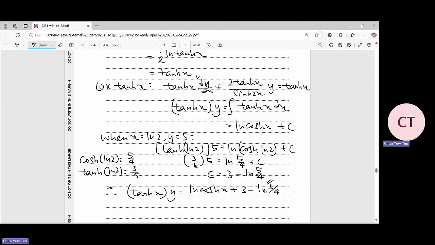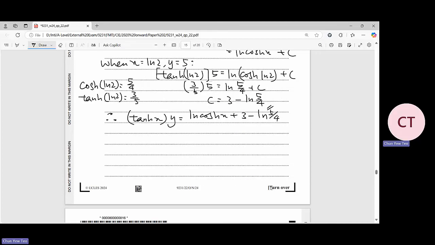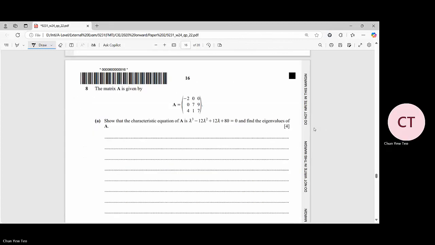There is no specific requirement from the question, but usually if we can, we will make it y in terms of x. So if you want to make it become y in terms of x, then it will be like this. This will be the answer for question number 7. Okay, so now we move on. Question number 8.